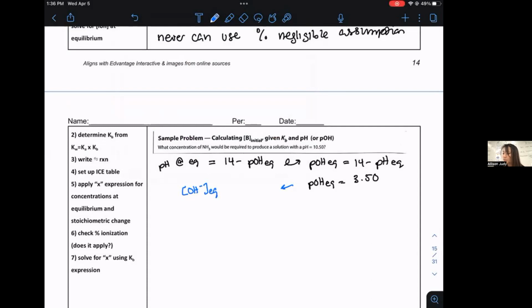Based off of that at equilibrium pOH value, I get that the concentration of my hydroxide ion at equilibrium is equal to 10 to the negative pOH. In my previous problems, I got 3.16. This would be the concentration of your hydroxide ion produced at equilibrium, which is going to be 3.16 times 10 to the negative fourth molarity.